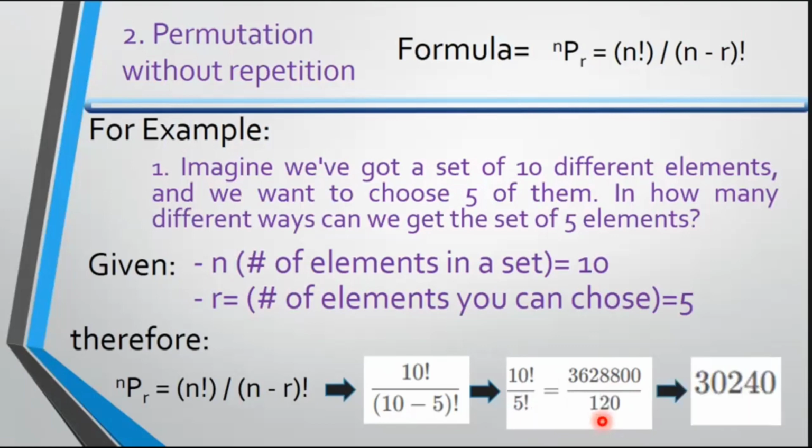So with a set of 10 elements and choosing 5 of them, we can get these 30,240 different permutations without repetition.